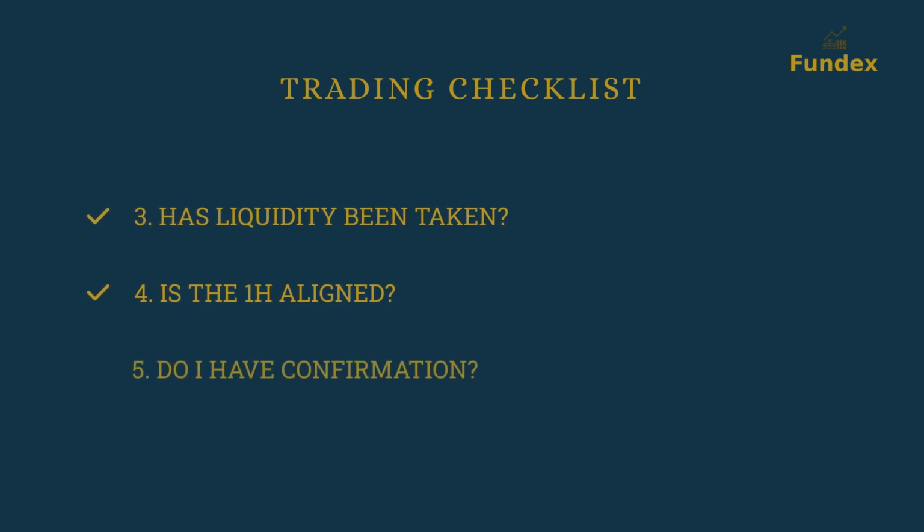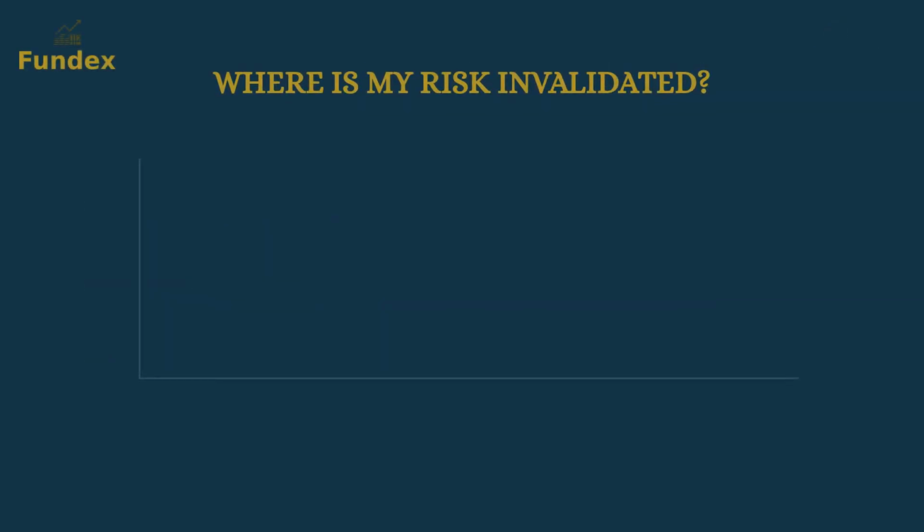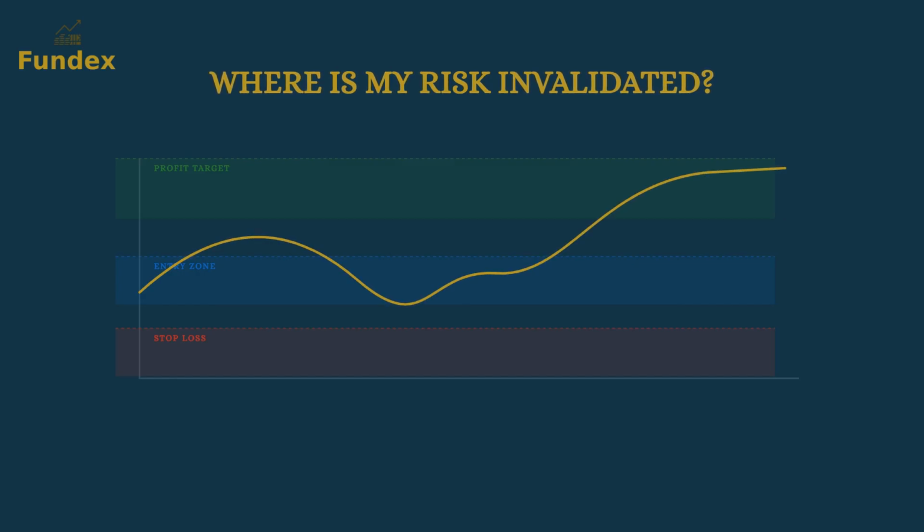Fifth, do I have confirmation? An engulfing candle? A diamond pivot? Or another clear reversal behavior that fits my trading plan? And finally, where is my risk invalidated? Because even if everything looks good, the trade can still lose. That is trading. The purpose of the framework is not to eliminate losses. The purpose is to help me avoid random decisions.